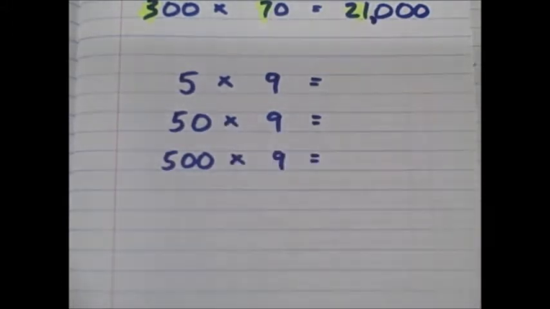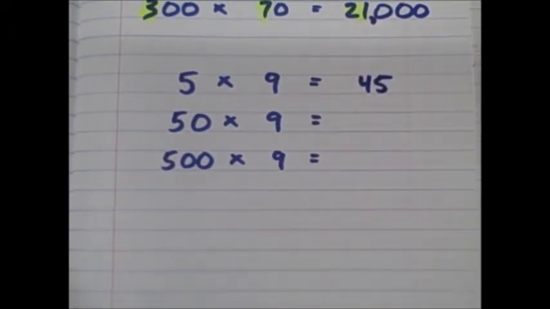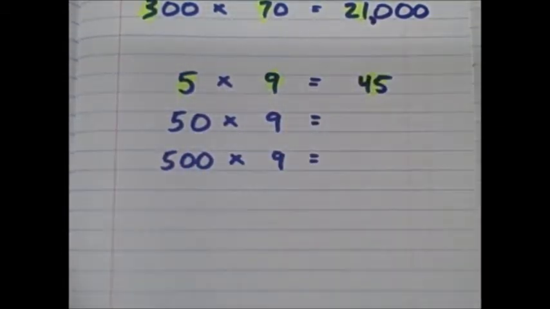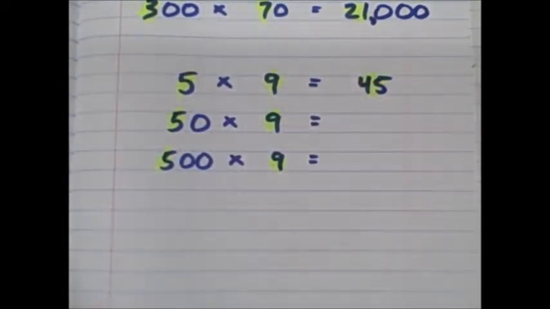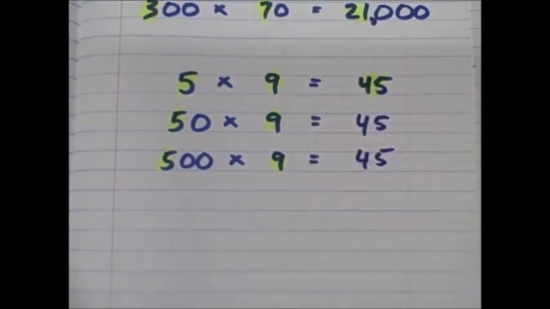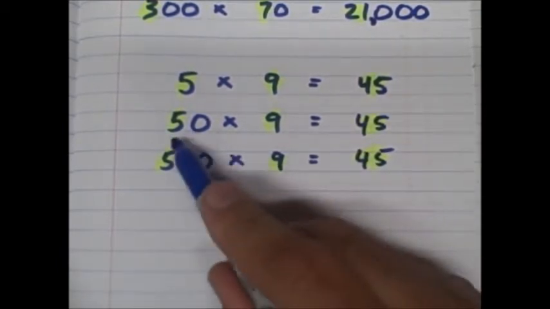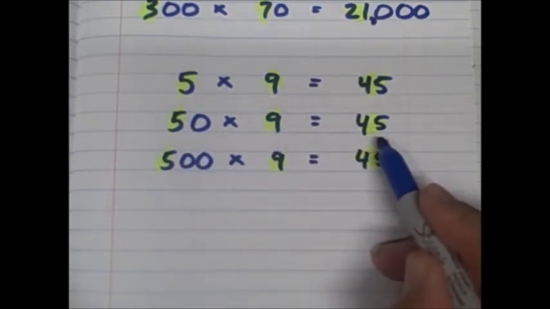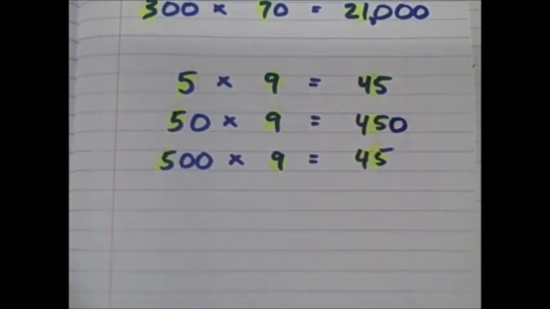Okay, obviously 5 times 9 equals 45. And in all of these, I noticed the same basic fact. 5 times 9 equals 45. So I know that my other two products will start with a 45 as well, because we have that basic fact. In the second example, we have 5 tens times 9, which does not equal 45. It will equal 45 tens, which of course would be 450.